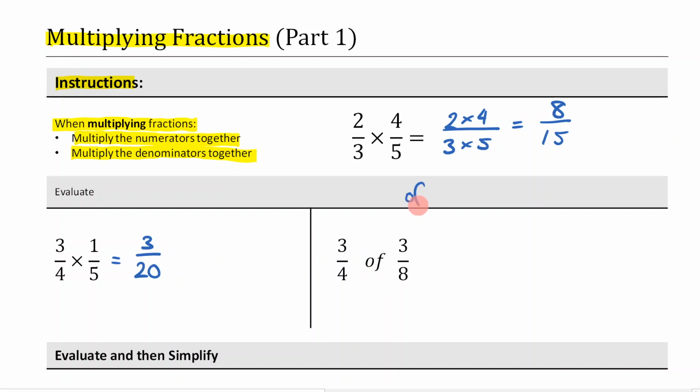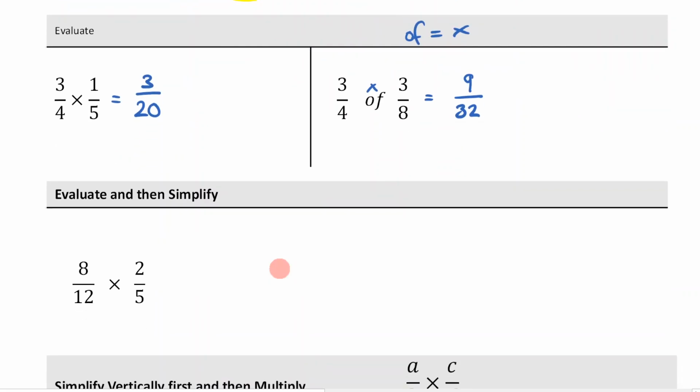When we come over here now, we have the word of. Now, the word of in maths is the same as times. So 3/4 of 3 on 8. Well, just pretend that this is a multiplication symbol. So we just go 3 times 3 is 9. 4 times 8 is 32. And that's it. So that's why multiplying is so much easier than adding and subtracting. You're just multiplying the numerators, multiplying the denominators.